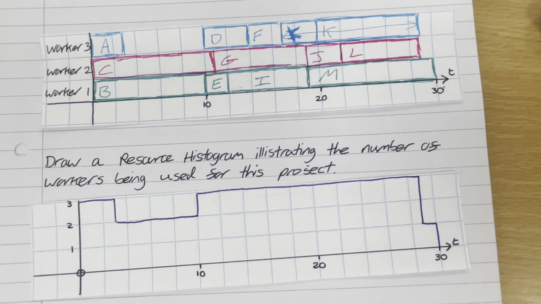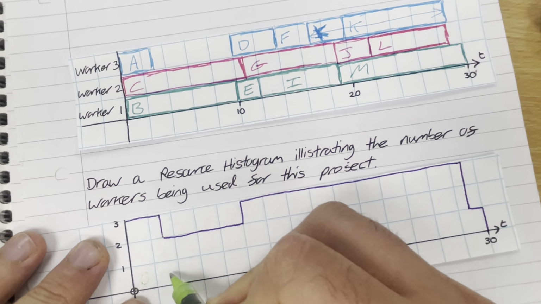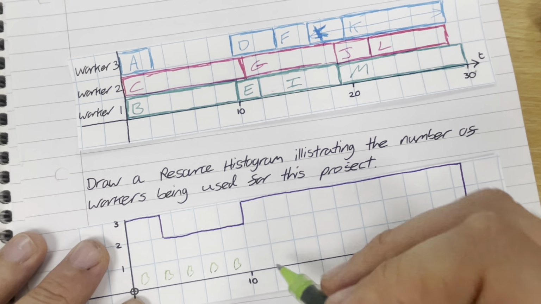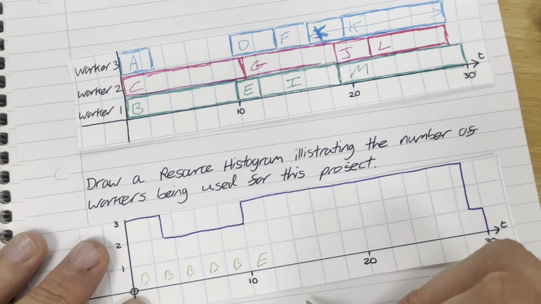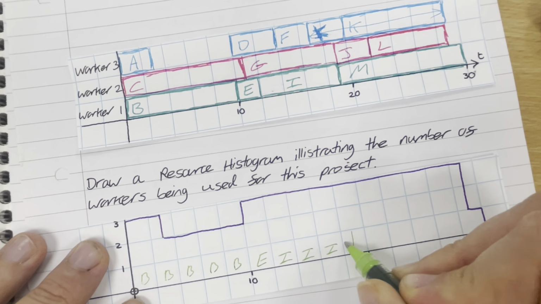Sometimes you might see resource histograms filled out with letters in the boxes. This is to illustrate exactly what activities are being undertaken at any one time. So you might have B, B, B, B, B, for example. Activity E goes there. Activity I goes in there up until that point.